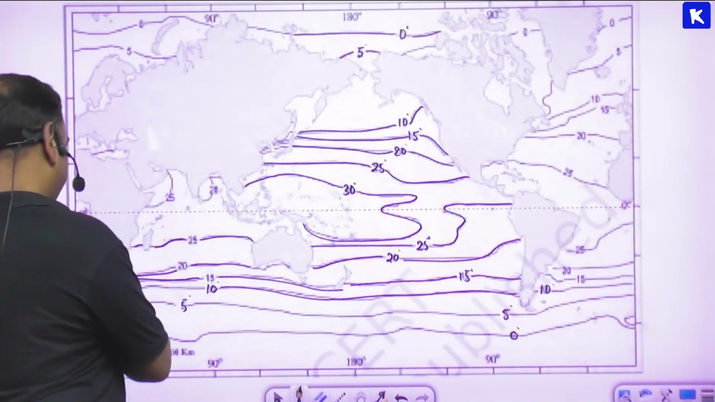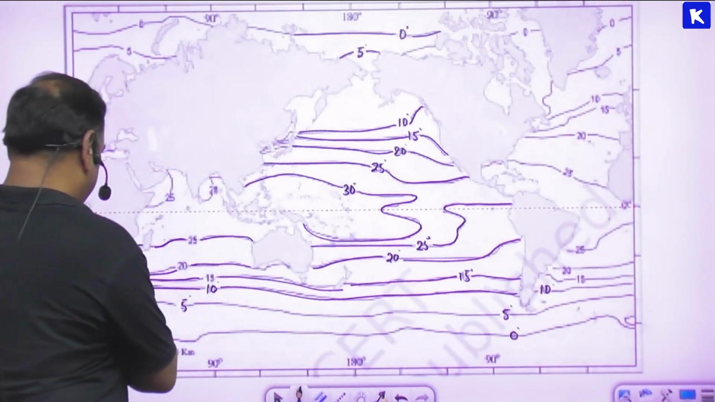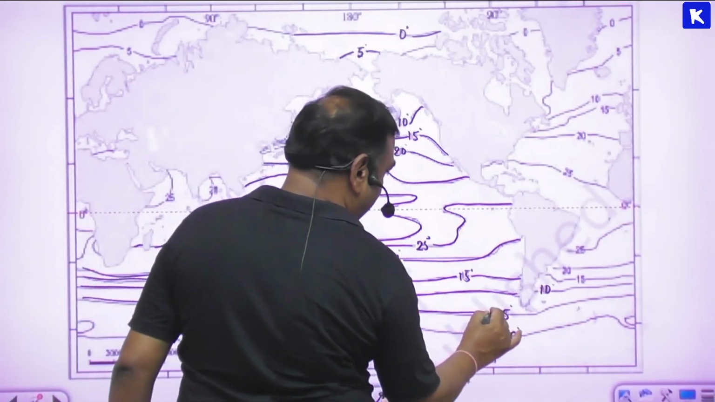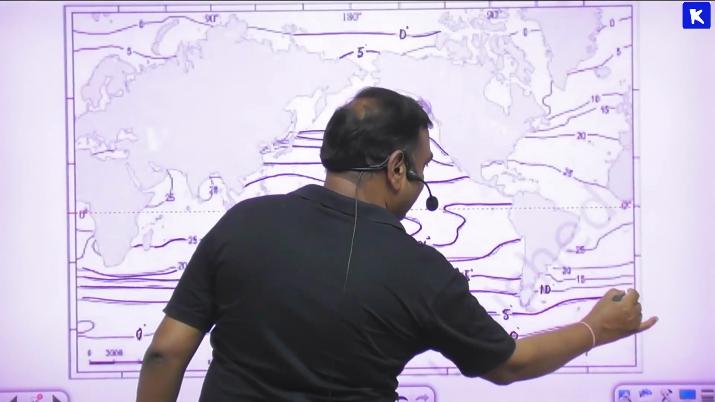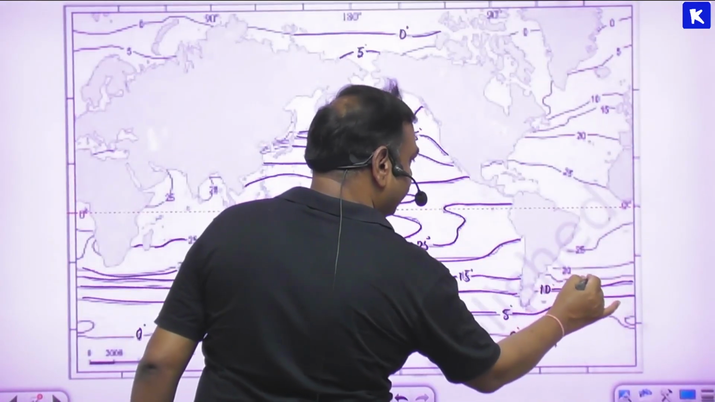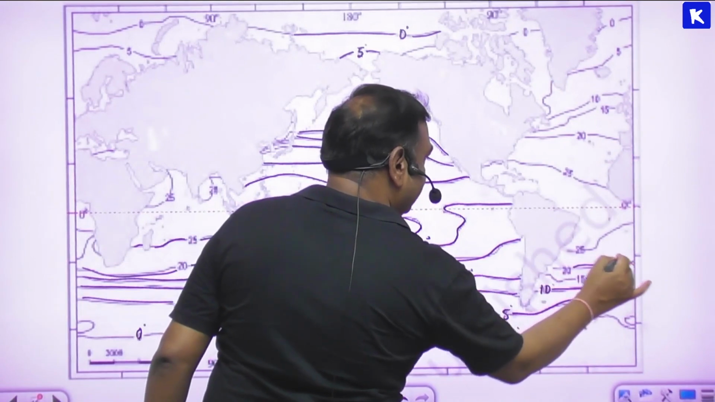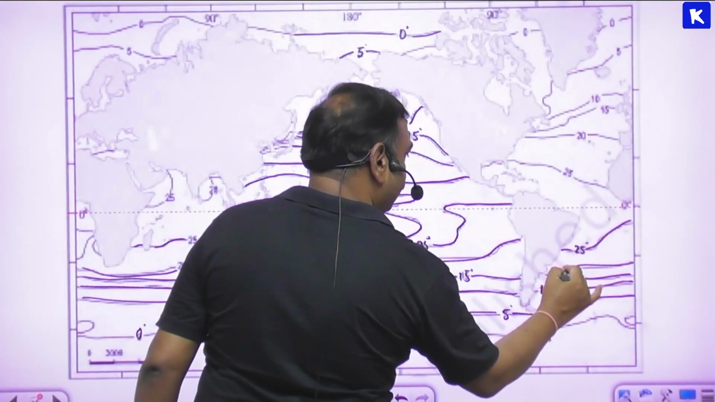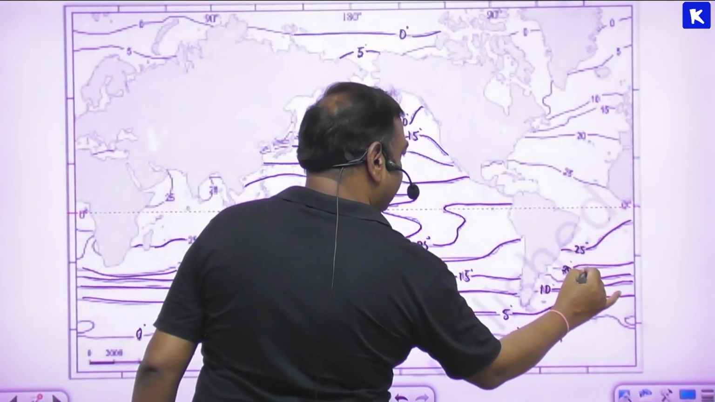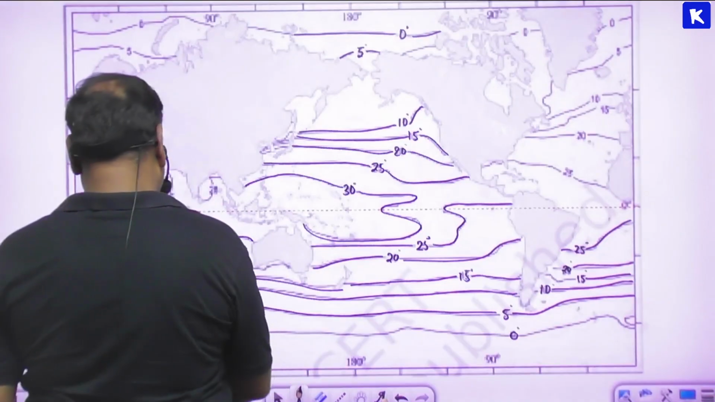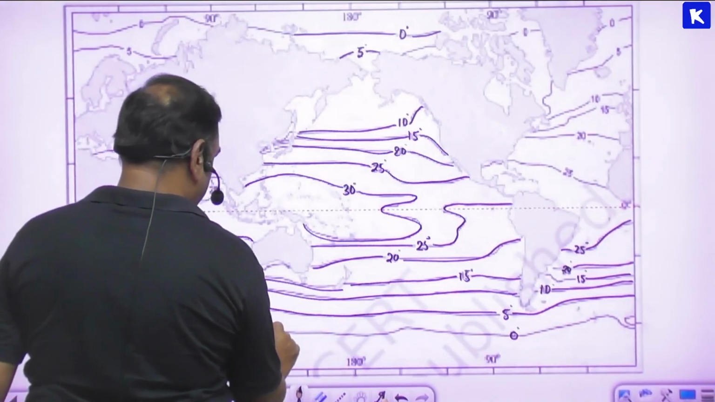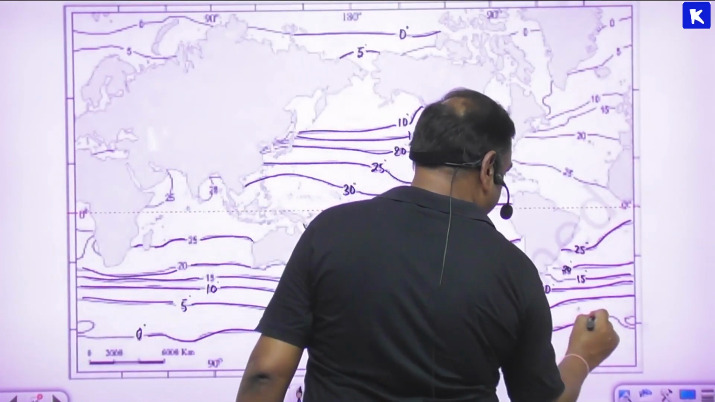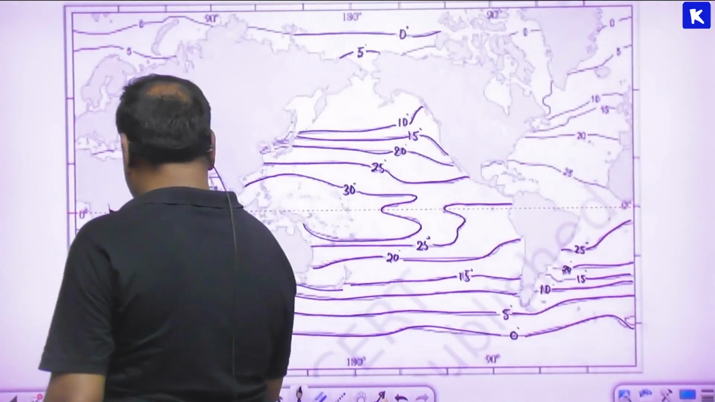So if we observe the trend of decreasing temperature, it is written in a very abstract manner that the temperature decreases from the equator towards poles. Temperature decreases from the equator towards poles, right? It is written there. So the same trend you can observe on this diagram. But what is different here?